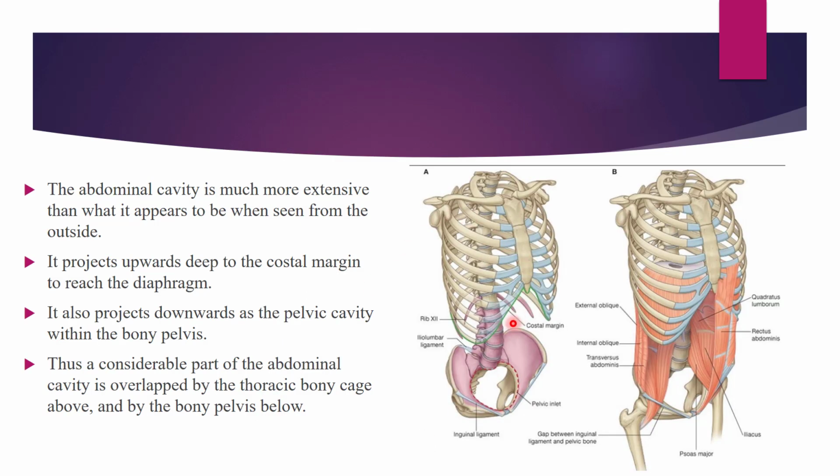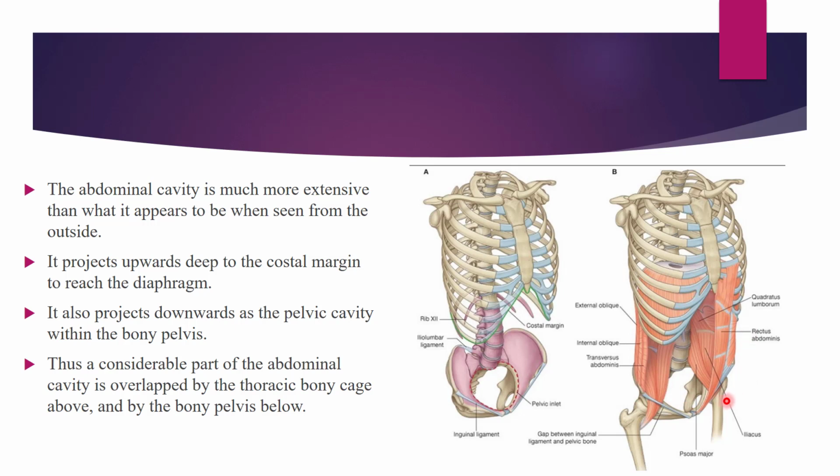The abdominal cavity is much more extensive than it appears from outside. It projects upward deep to the costal margin. See here, this is the costal margin, and the abdominal cavity goes deeper to the costal margin to reach the diaphragm. It also projects downwards into the pelvic cavity within the bony pelvis.